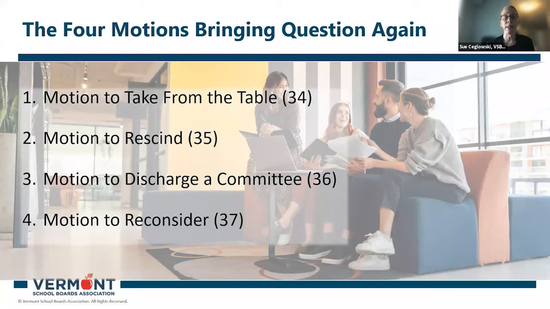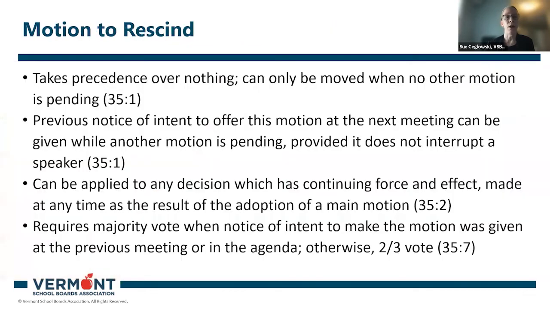So the motion to reconsider has some rules associated with it as far as time constraints and who can bring the motion. That differentiates it from the motion to rescind. Next slide, I'm going to cover the motion to rescind in more detail.